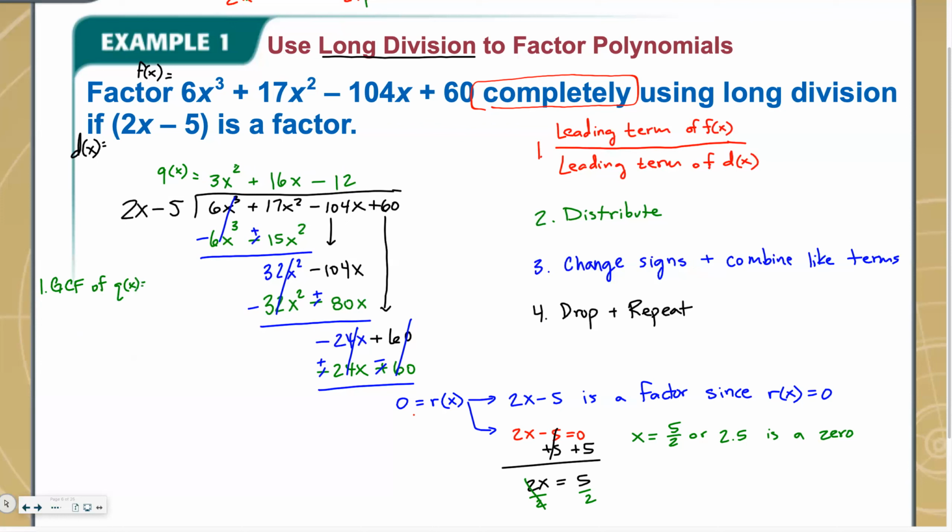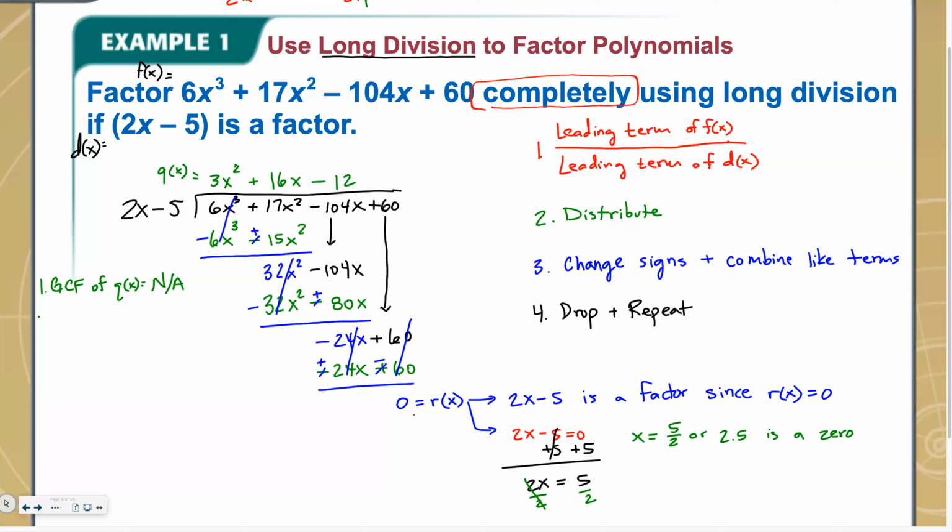Does our quotient have a GCF? Can 3 go into 3, 16, and negative 12? No. Which one does 3 miss on? 16. Can't go in there. There's none. So the first day of school, we said N/A, or there's none. It's not applicable. There's no GCF.